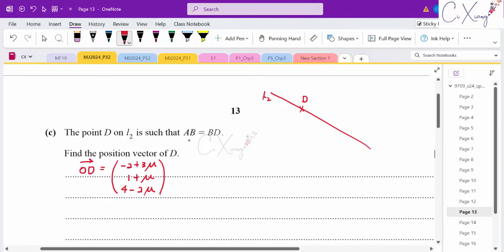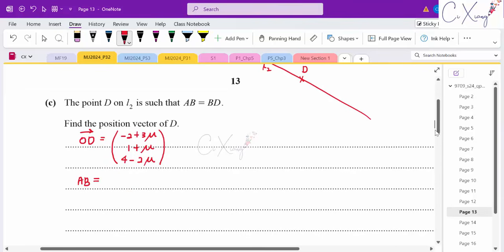Okay, so from here, they are saying that AB equals BD. This actually means that the length of AB equals the length of BD. Alright, so before I can find out the length of AB, maybe I need to find out the vector of AB first.